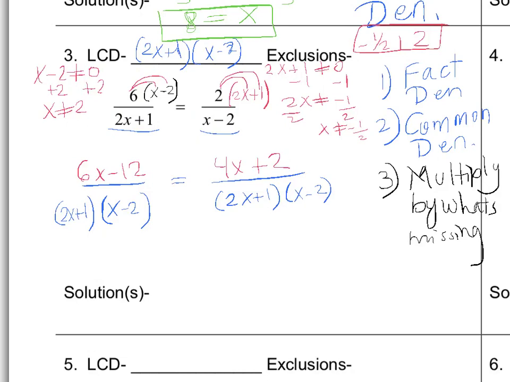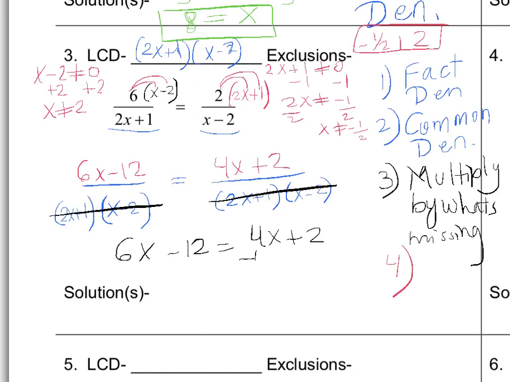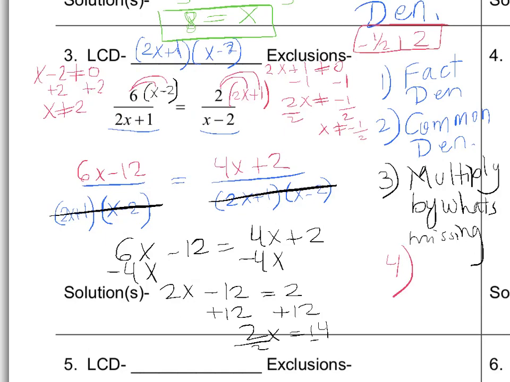There you go. Number 4 is you can cancel out the denominator since they are the same. So this would cancel out with this. So you are left with 6x minus 12 is equal to 4x plus 2. You combine like terms. You try to move them to the other side. So 2x minus 12 is equal to 2. You add 12. So 2x is equal to 14. You divide by 2. So x is equal to 7. That would be your answer. Since it's not negative half and not 2, your answer is accepted.